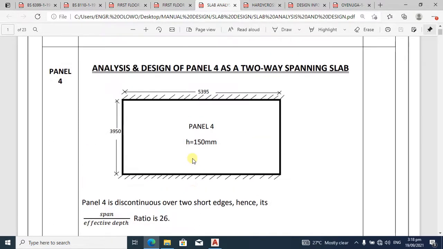Now looking at this panel 4, the shorter span is 3.950, while the longer span is 5.395. Going by this theory, this panel can economically be designed as a one-way spanning slab.